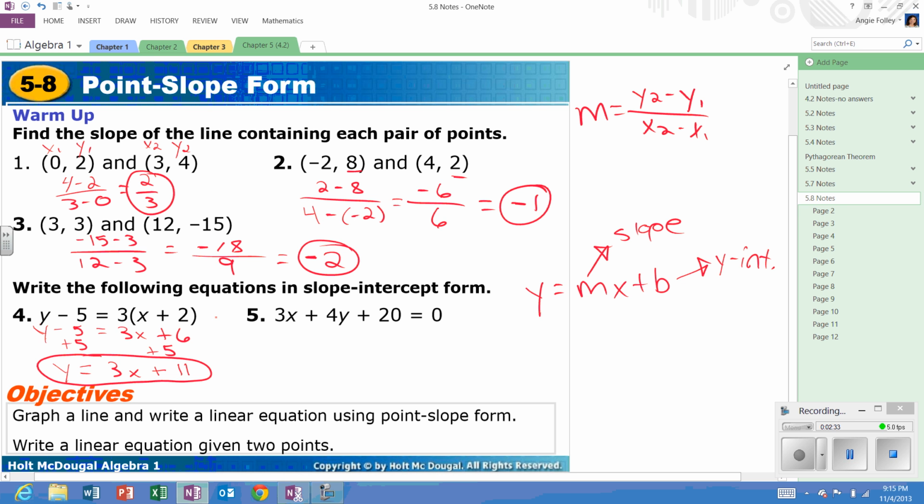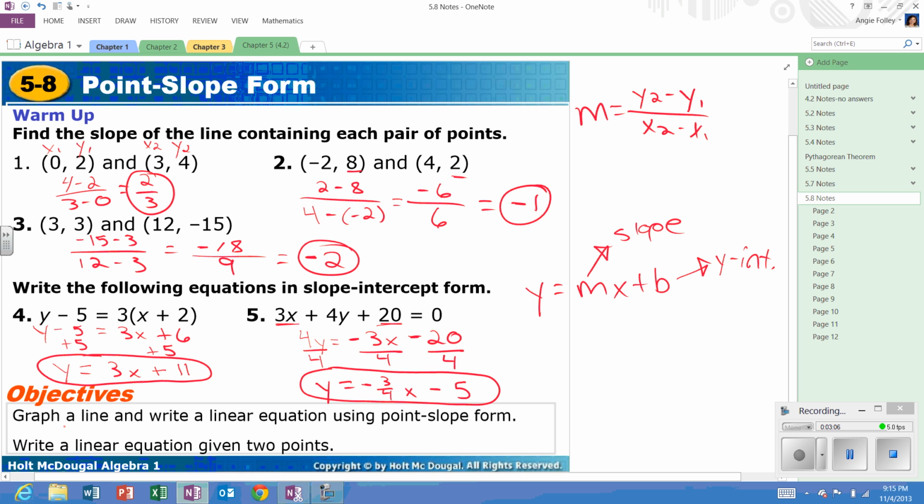All right, on this next one, I'm going to move this 3x and this 20 over to the right side. If I move them over to the right side, they're going to have the opposite sign. So that's going to be 3x minus 20 because I'm subtracting them from both sides. Then I'm going to divide everything by 4 so that I can isolate y. And then I get y is equal to negative 3/4 x minus 20 divided by 4 is 5.